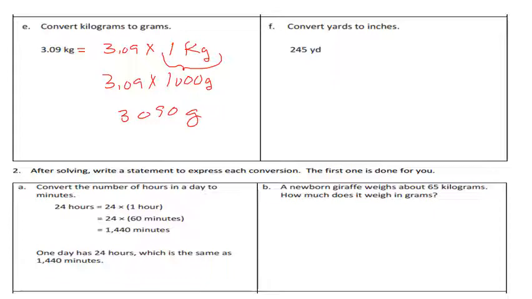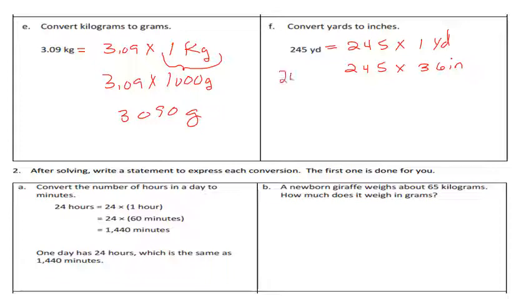Now we're converting yards to inches. It says 245 yards equals 245 times 1 yard. Now this is a conversion that they don't usually show you, but you have to solve it for yourself, because 1 yard is 3 feet, 12 inches in each foot. 3 times 12 would be 36 inches. So now we have 245 times 36.